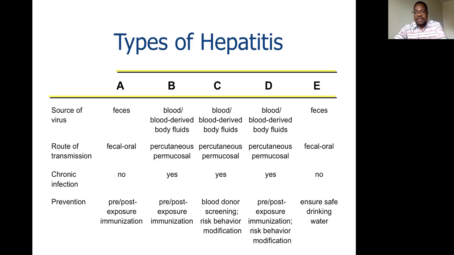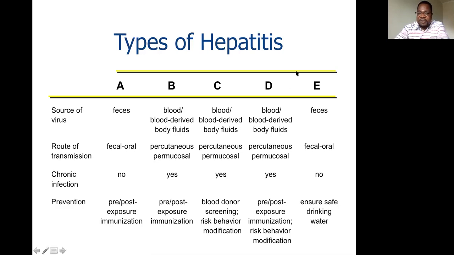We don't have any vaccine for C, D, and E, but for hepatitis E there is a vaccine that is licensed in China, but not for the rest of the world. So we just need to rely on other preventive measures like screening of the blood donor, or risk behavior modifications, and some of those measures that we can put in place.